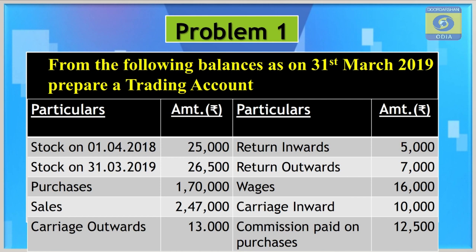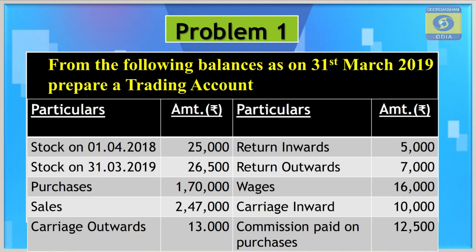The next item we have is return inwards, 5,000. Next we have return outwards, that is 7,000. The next item we have is wages, 16,000. Carriage inwards, 10,000, and next commission paid on purchases. Students, just take a look at all of these items carefully and let us scan through them. Stock on 1/4/2018 means it is opening stock. Stock on 31/3/2019, that implies it is closing stock.